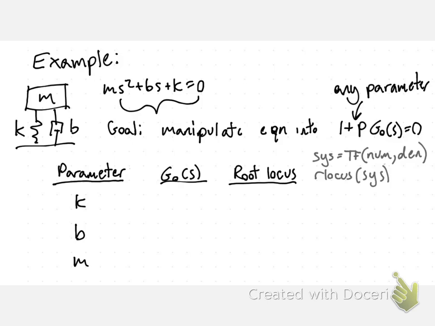So the way we would do that is we would take the values of ms squared plus bs and divide the whole equation on both sides by ms squared plus bs, which would give us 1 plus k times 1 over ms squared plus bs, and that whole equation is equal to 0 divided by ms squared plus bs, which is still equal to 0. So in MATLAB, for our numerator, we would just type in 1. For our denominator, we would type in m b 0, because we have m times s squared, b times s, and 0.